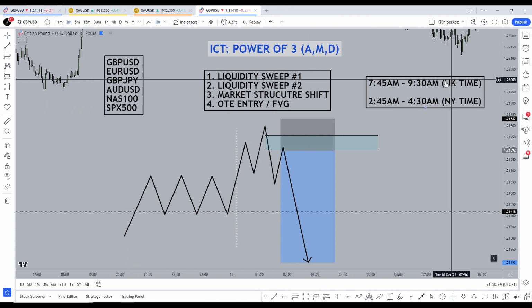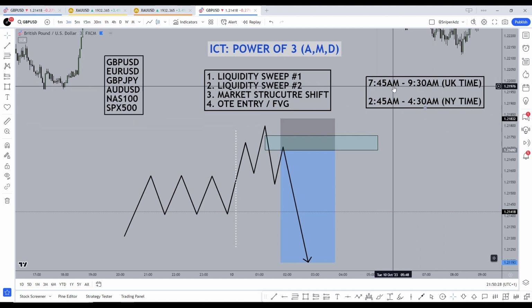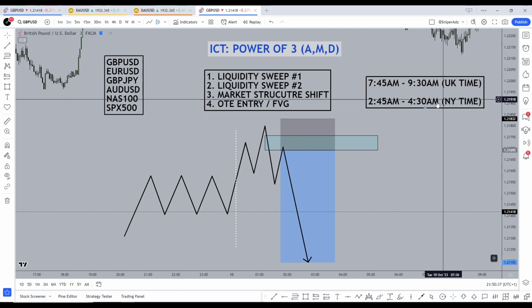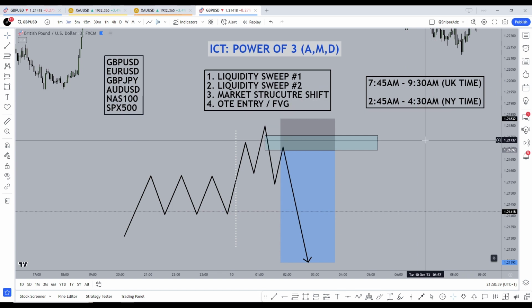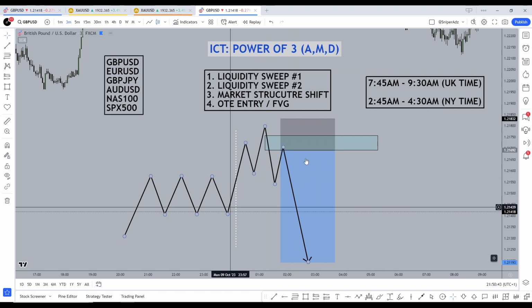And you can see the time window that we're going to be looking for these entries between, right? It's going to be 7:45 a.m., which is 15 minutes before London Open, and that's 2:45 a.m. in New York time. And we're going to be looking for this type of entry up until 9:30 a.m. UK time, which is 4:30 a.m. New York time.